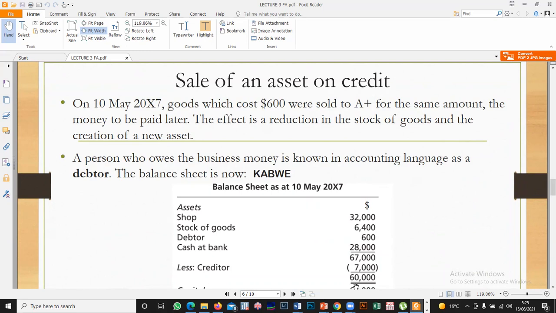Goods which cost $600 were sold to A plus. A plus came and said, we want to buy your products, and was sold goods worth $600, for the same amount, to be paid later. This was sold on credit. A plus said, I want goods, I will pay you back later. The effect is a reduction in the stock of goods and the creation of a new asset. Now let's see how it plays out.